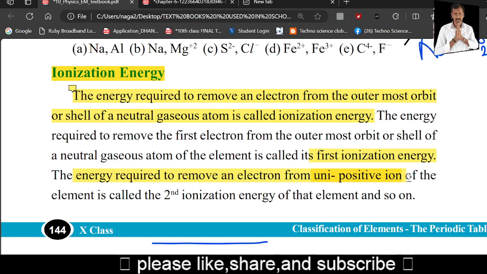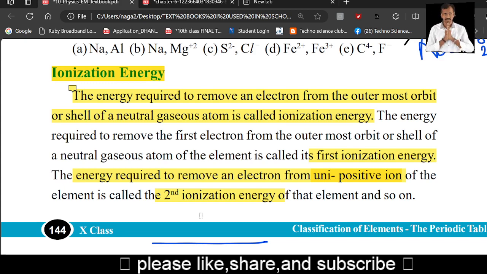In the unipositive ion, uni means one electron is removed, one positive ion. From that unipositive ion, another electron is removed. The energy required to remove another electron from the unipositive ion is called second ionization energy. If a third electron is removed, third ionization energy. If a fourth electron is removed, fourth ionization energy.